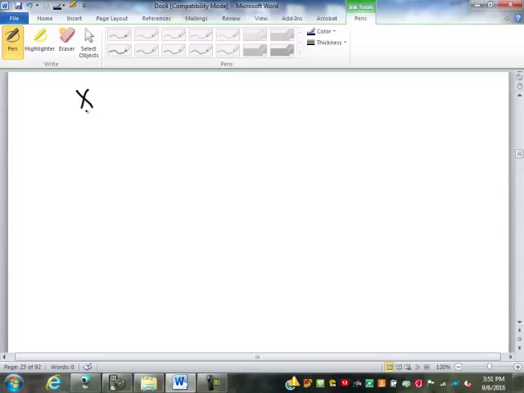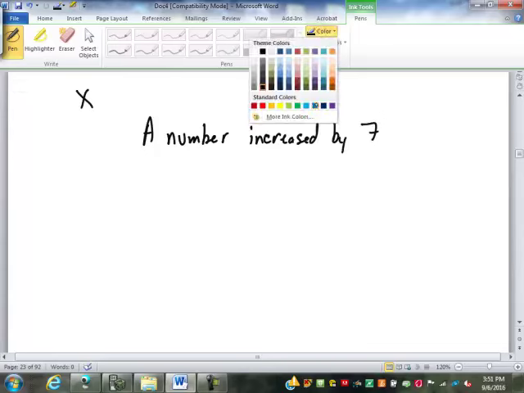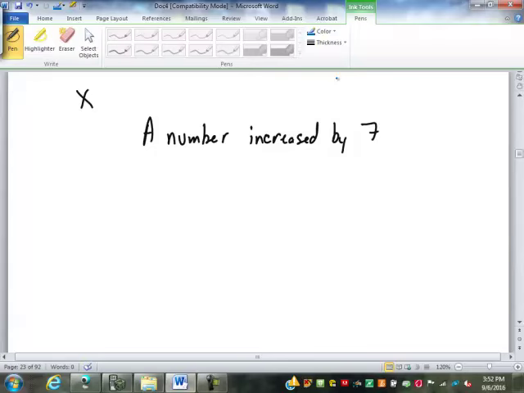The best way to look at that is, let's say we are told we have a number increased by 7. If I'm going to put that in symbols, how would I write that? Well, I pick a letter. It could be X, Y, N, P, whatever letter I want to use. We'll use X. And how do I show that that number has been increased by 7? Add 7 to it: X plus 7.